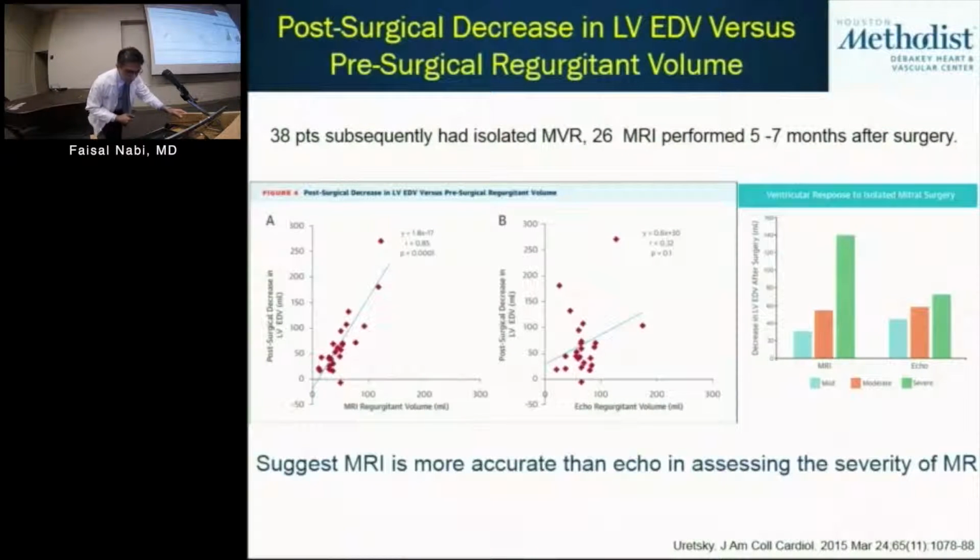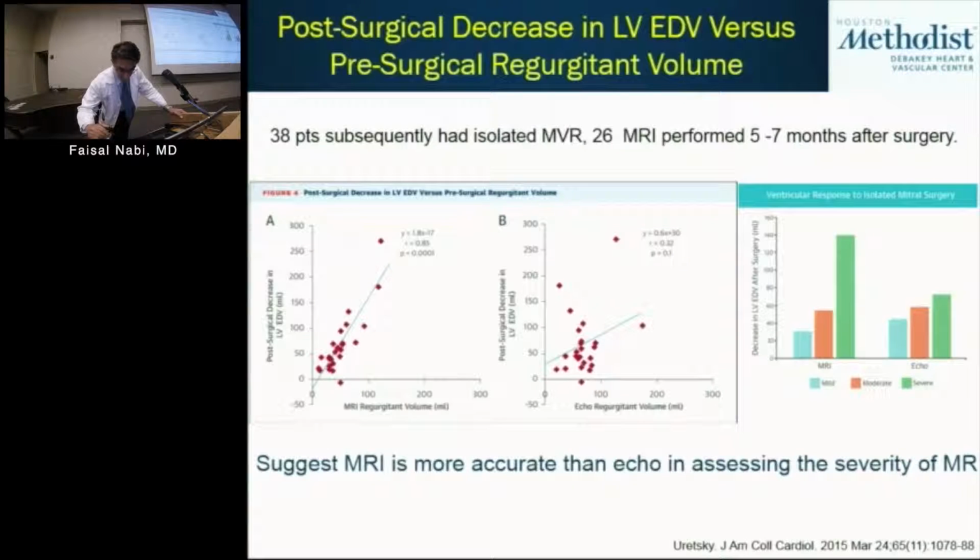And if you look at the plot graphs here, this is cardiac MRI on this side and echo on your right-hand side. You can see the relationship between the post-surgical decrease in LV end diastolic volume and your mitral regurgitant volume as predicted by CMR were much more, you had an R value of 0.85, whereas with echo, again, you had this very large scatter with an R value of only 0.3.